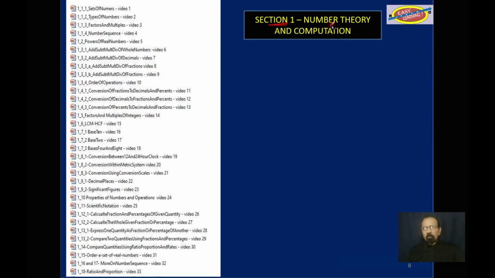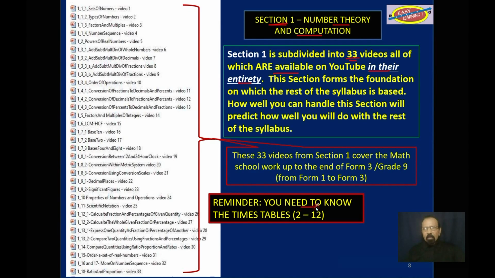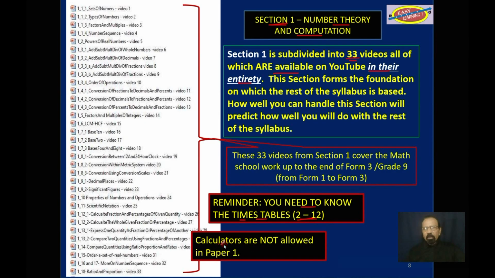Still on section 1, number theory and computation, because of its importance. As I said, I have divided that into 33 videos, and they are all available on YouTube in their entirety, especially since this section forms the foundation on which the rest of the syllabus is based. You need to know section 1 very well. If you plan to write this exam, you also need to know the times tables from 2 to 12, especially since calculators are not allowed in paper 1.